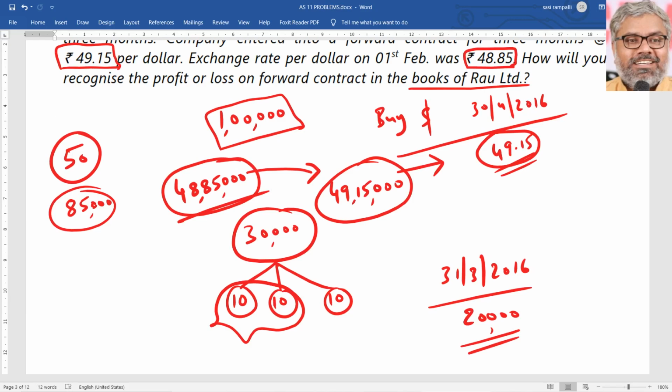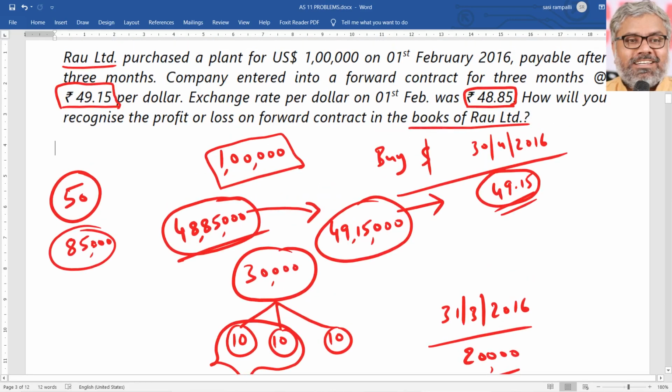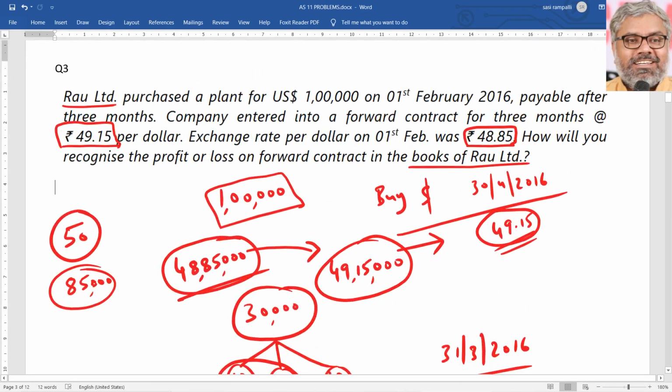What if the dollar is 60 rupees? What if the dollar is 100 rupees? Anything could happen. But if the dollar is anything more than 49.15, that is already a definite better gain for Rao Limited. No doubt about it, from a realistic point of view.